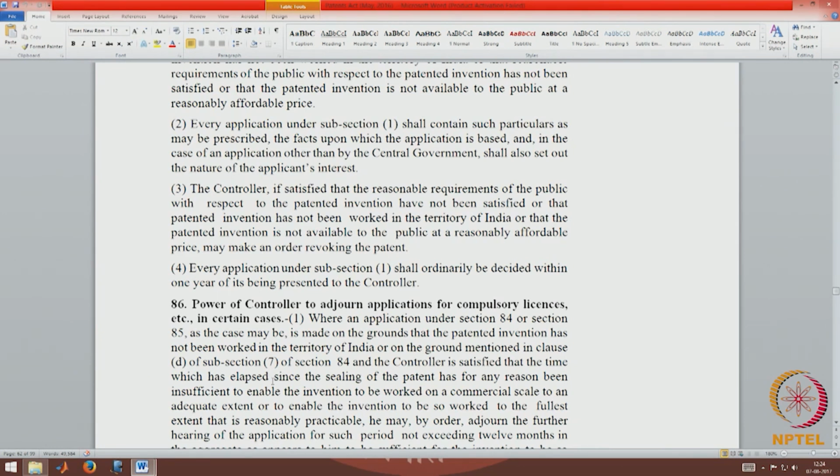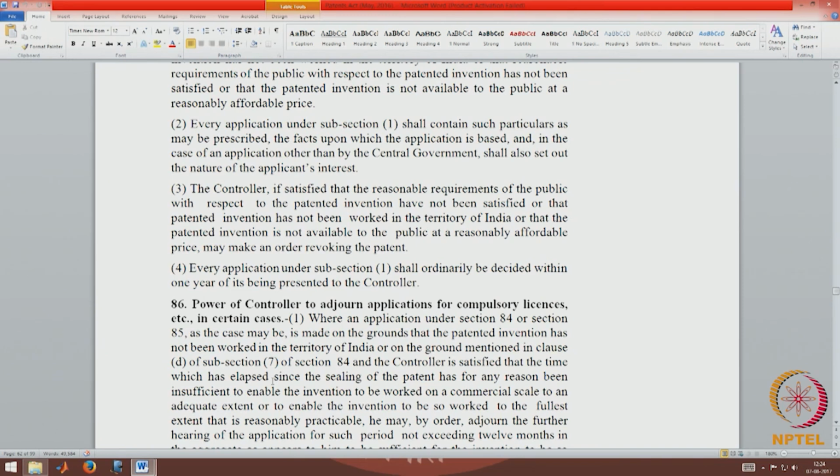Now, in a normal case, if a compulsory license is granted, we would expect that the compulsory license would address the grounds that were raised in the application. It would address the issue of reasonable requirements of the public being met. It will address the issue of the price being affordable, and it will also address the issue of local working. Now, even after the compulsory license is granted, if these issues are not met, then what could be the recourse? One recourse could be to file another compulsory license application, but that does not make sense because the first compulsory license itself has not been put into effect.